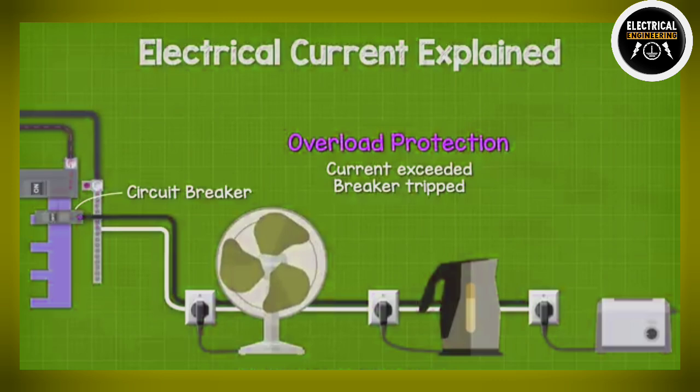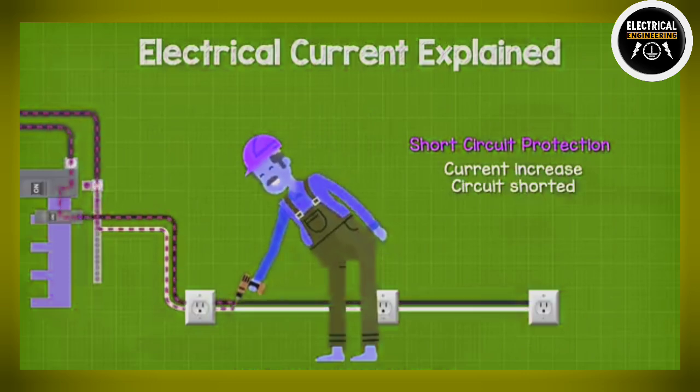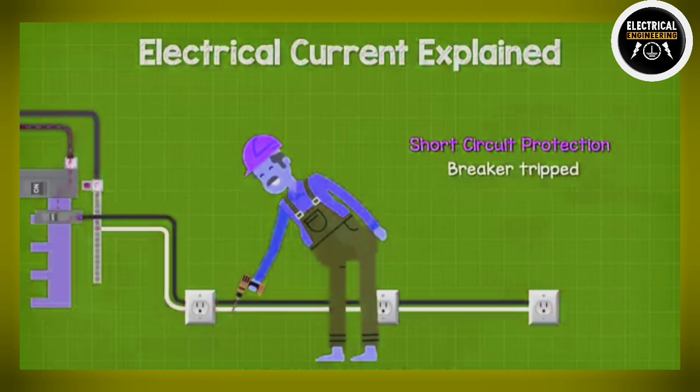Another feature of most modern circuit breakers is short circuit protection. In this case, if for some reason the positive and the negative wires come into direct contact, then we see a very large and instant surge in current, because there is no resistance. The circuit breaker will detect this instant surge in current and will cut the power to cut the circuit.